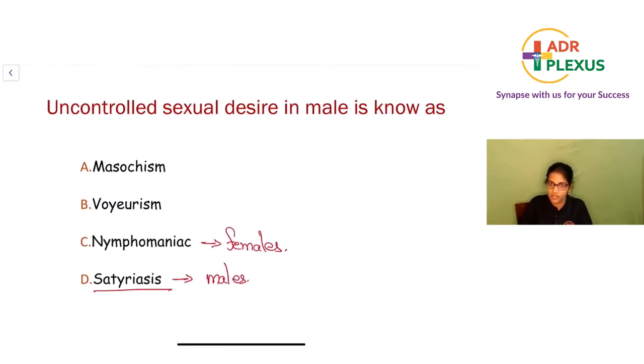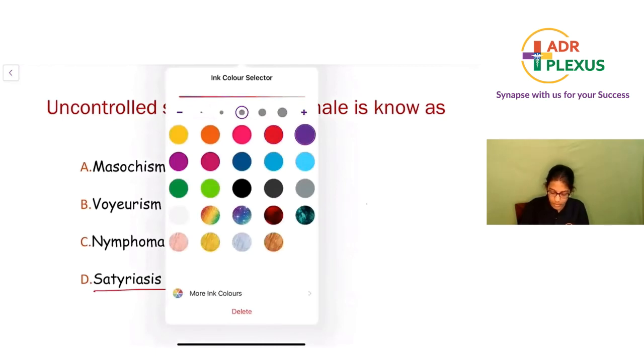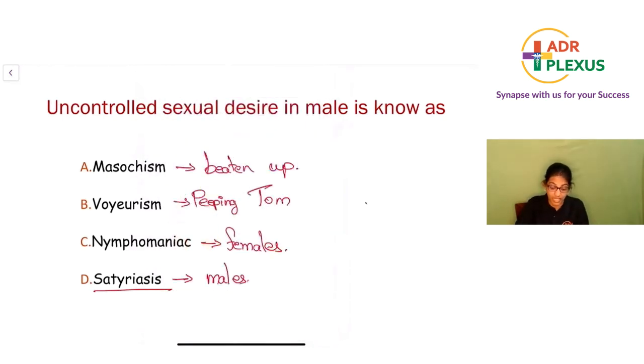Of course, voyeurism and masochism are very commonly seen. Voyeurism is peeping Tom, right? And masochism is getting themselves beaten up. In all these, if the patient suffers grievous hurt or dies because of some masochism, though he might have given consent for getting himself beaten, it is still punishable. Peeping Tom, of course, is punishable.